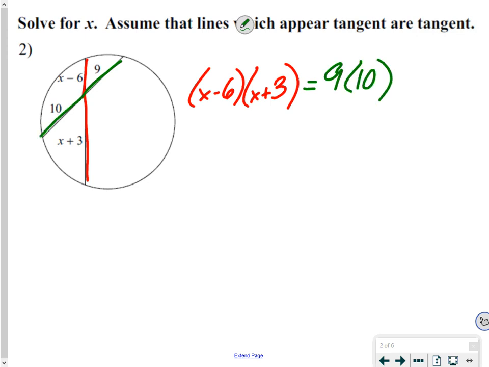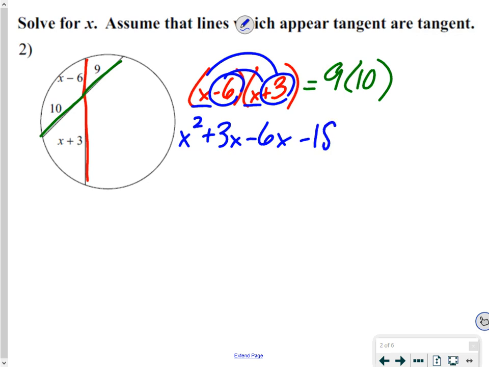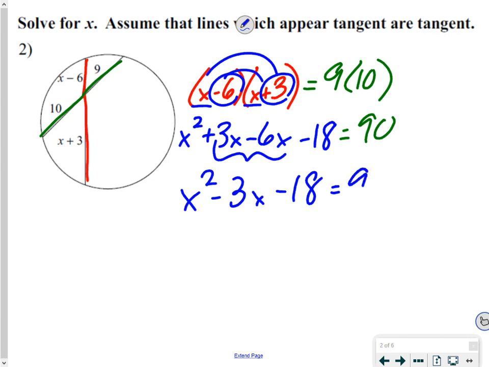From there, let's do our basic mathematics. We've got a FOIL. I'm going to show every step on this one, and then in future examples I won't. We multiply the first terms and get x squared. The outer terms give 3x, the inner terms give negative 6x, and the last 2 terms give negative 18. That equals 90. Then we combine like terms, so we have x squared minus 3x minus 18 equals 90.